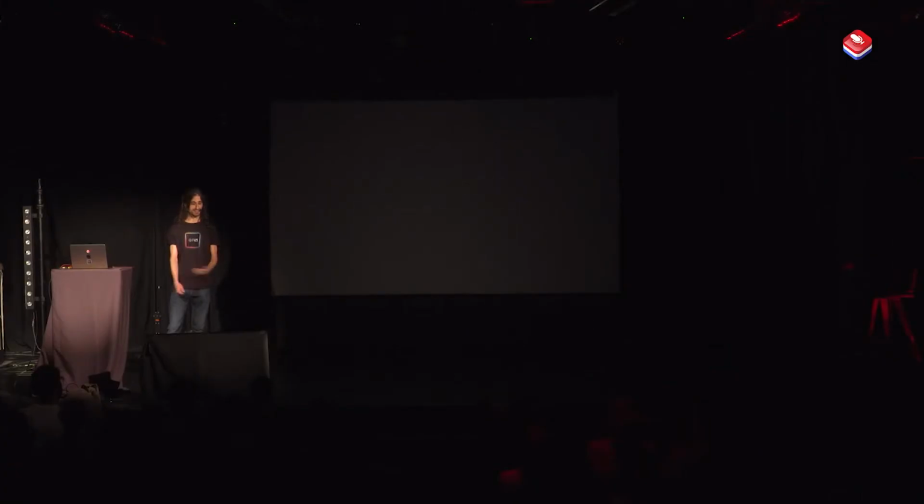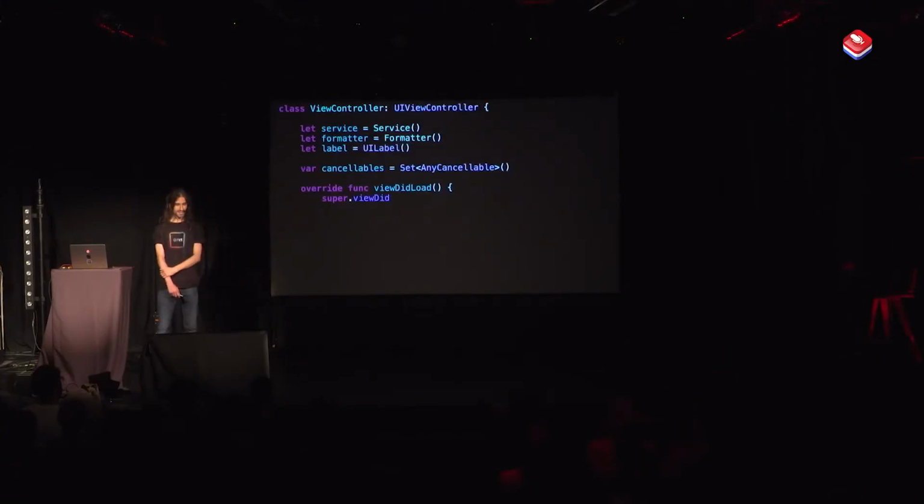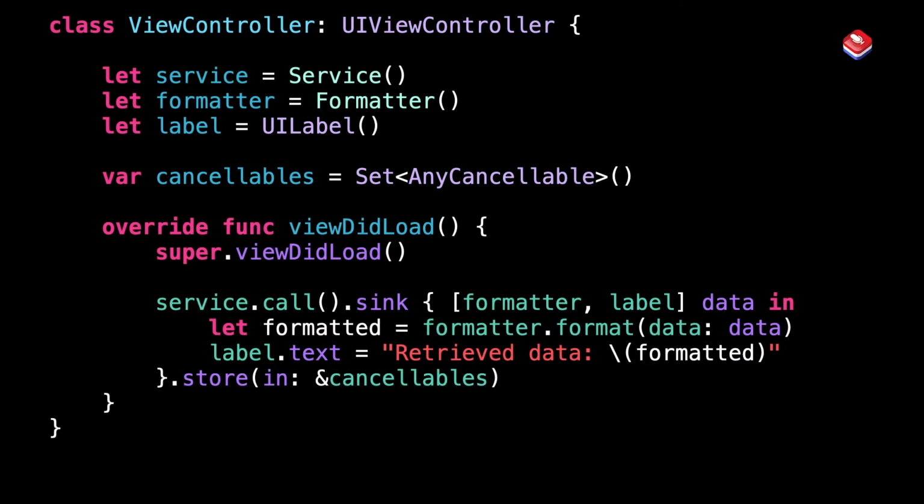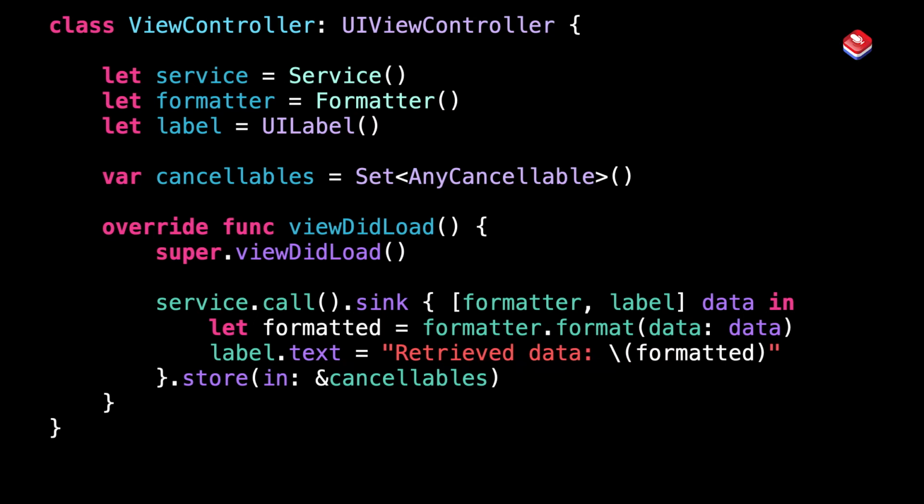So let's see some code. You can see a view controller. You can see this view controller has some properties. We have a service, a formatter, a label. So it's a simplified version of something that we are all familiar with, I think. We have a set of any cancellables because we are using Combine here. And then inside viewDidLoad, you can see that we are making a call on the service and we are syncing on that call.